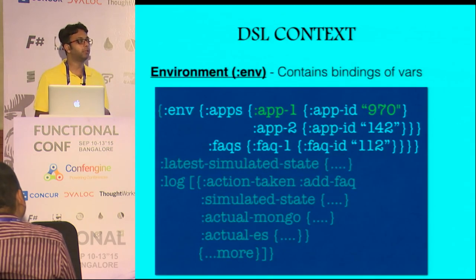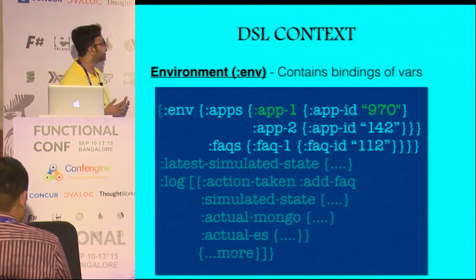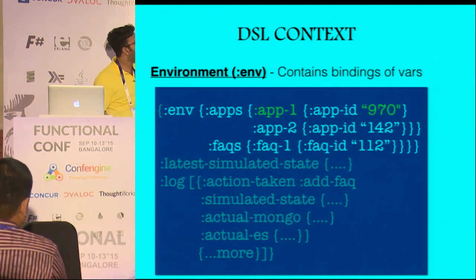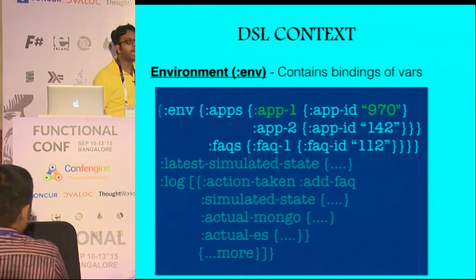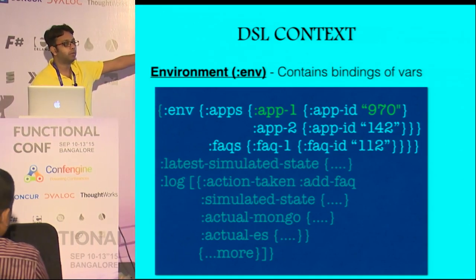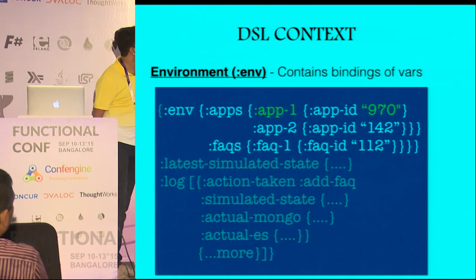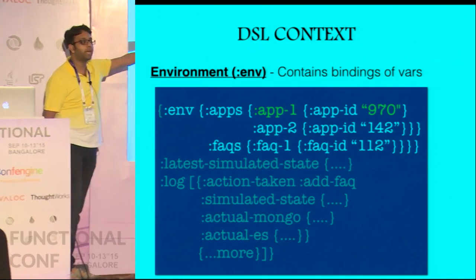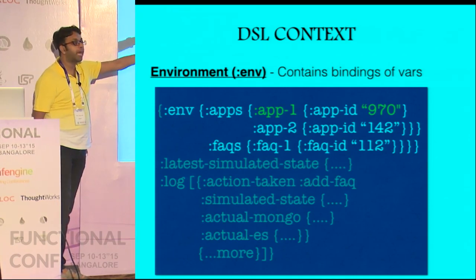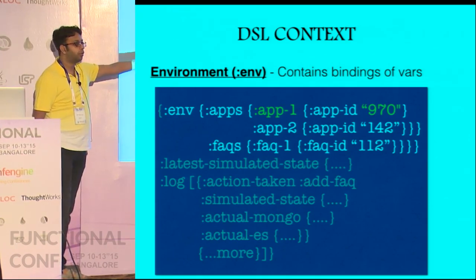But to run this series of actions, you need a certain context to maintain, because it's kind of like a programming language, right? To have that context, you need 3 parts. One is the environment. The environment contains, when I say app 1, internally it will mean the ID of that app, which is 970, right? So this is a giant hash map. Within the environment, there is apps. Within the apps, there is app 1, app 2, whatever it may be, depending on what actions you take. And then the app ID that I actually need to refer to in order to do something.